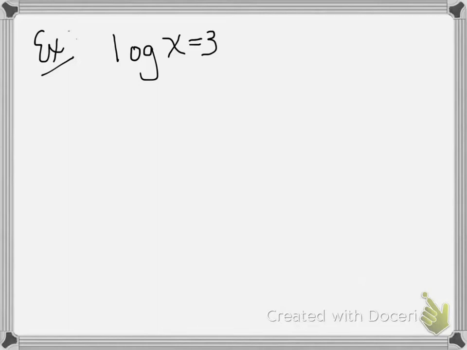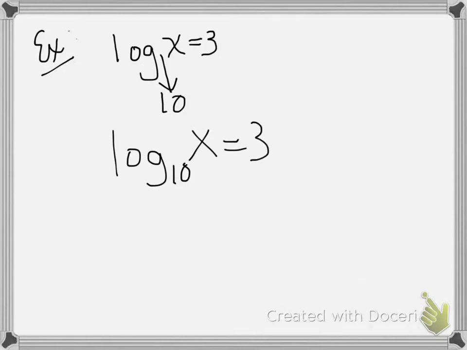Now the first thing you need to know for this first example, we have log x equals 3. Anytime there's not a base listed here, the base number is 10, because our number system is based on base 10. So anytime the base 10 comes up, it's assumed to be understood by everybody, so they just don't put it on there. So I'm going to rewrite this first as log base 10 of x equals 3.